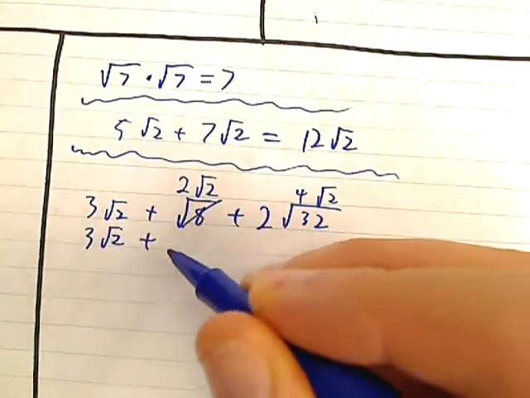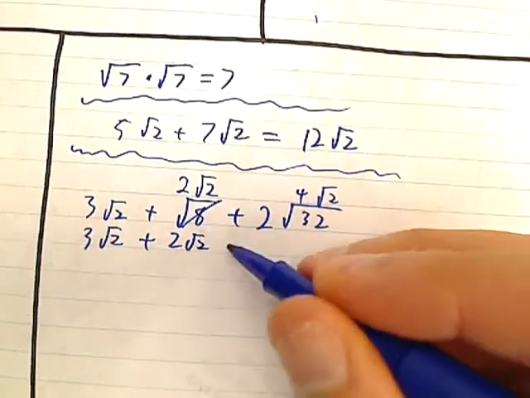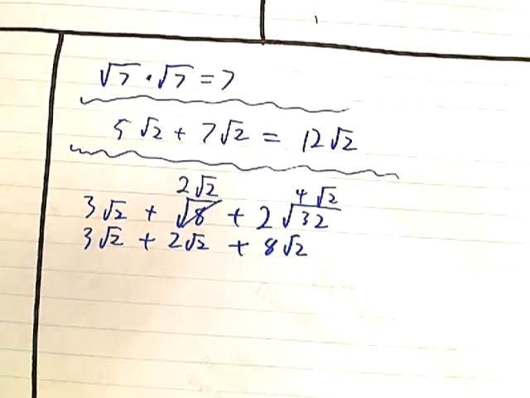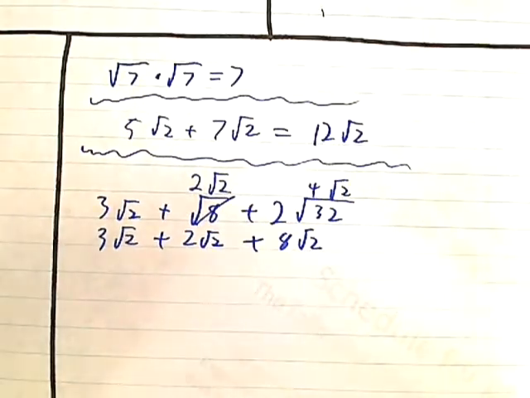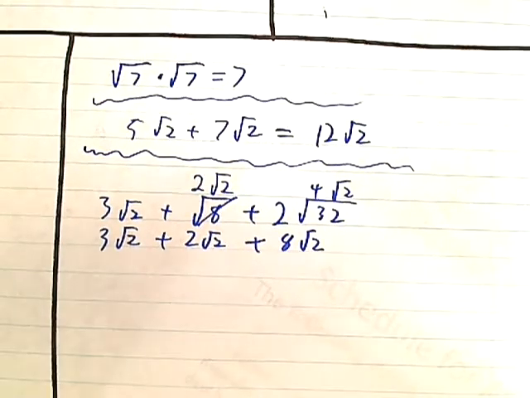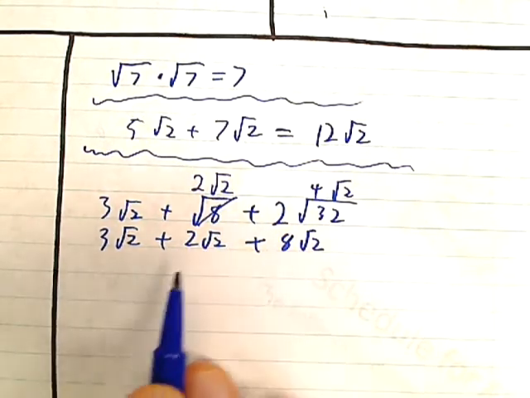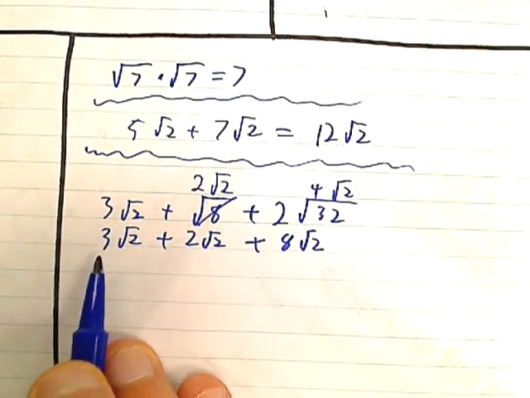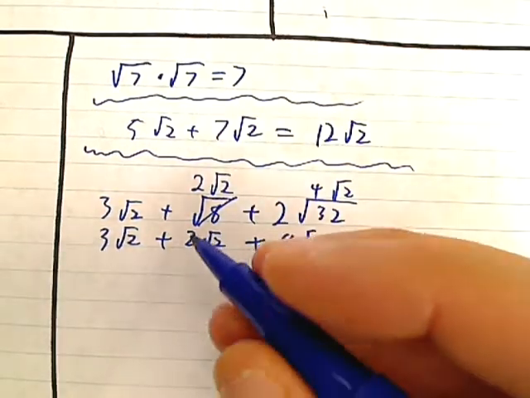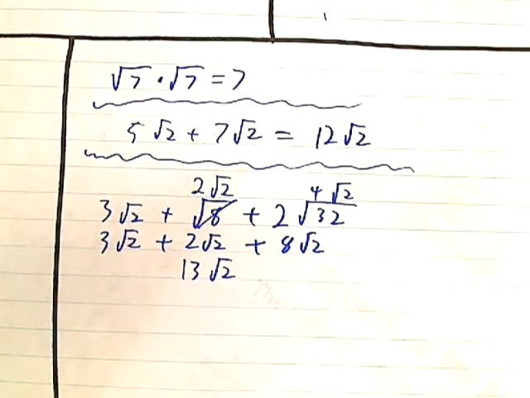Okay, let me clean this up just a little bit before I move on. So 3 square root of 2 plus 2 square root of 2, and 2 times 4, multiply those numbers, 8 square root of 2. And now that I've done that, they're all square root of 2. So now I can combine like terms, well, combine like radicals. If 2 of them were the same and 1 of them was different, just combine the 2 that are the same. But here they're all the same. So 3 plus 2 is 5, plus 8 is 13. 13 square root of 2.